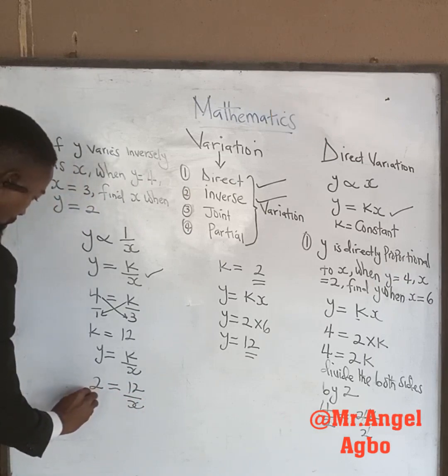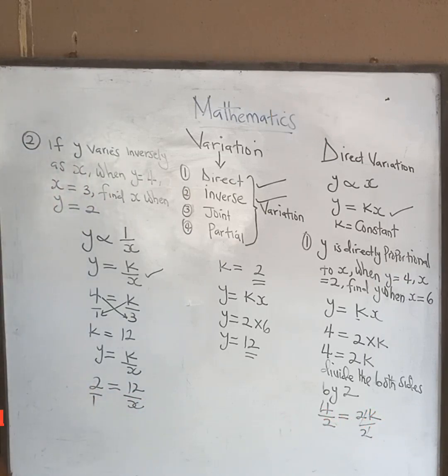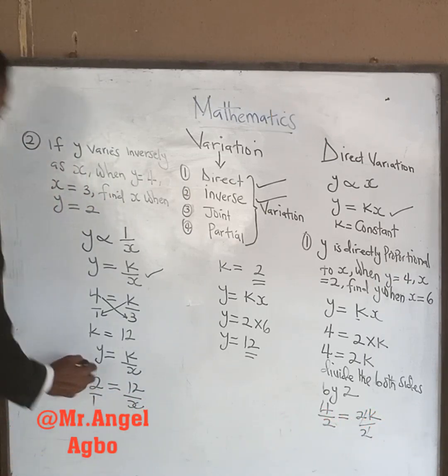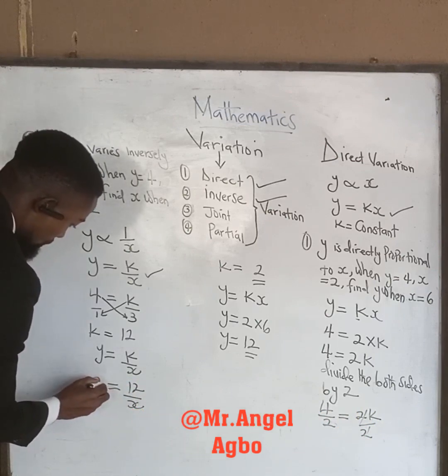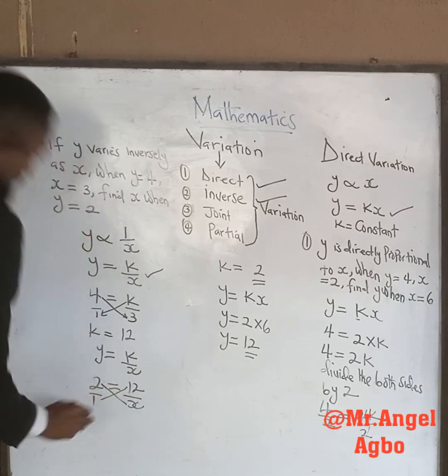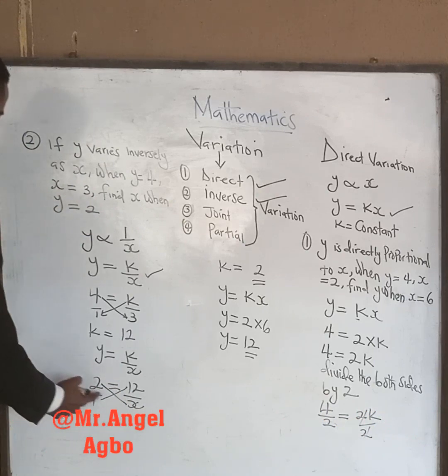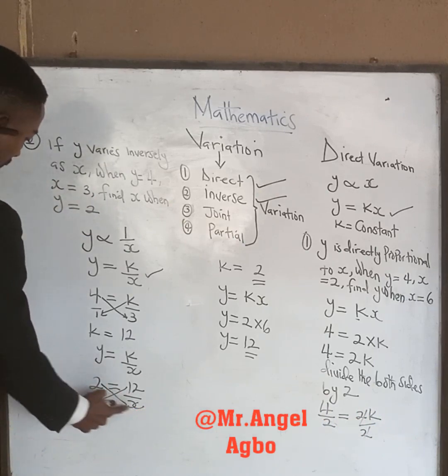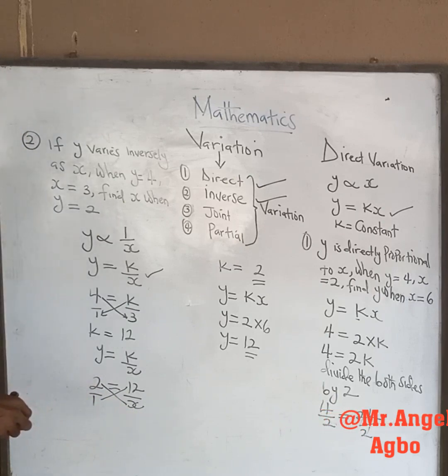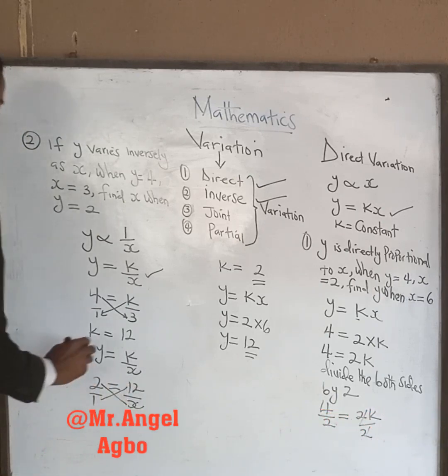And remember here, we also say that 2 divided by 1 is still the same as 2, so that we can successfully cross multiply, and it should be clear to us. So we can now say that x times 2 is 2x, and 1 times 12 is 12.